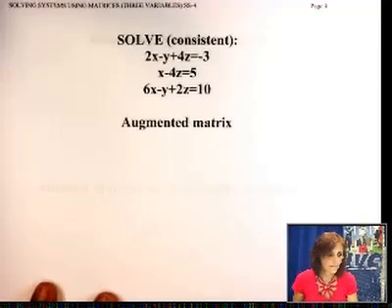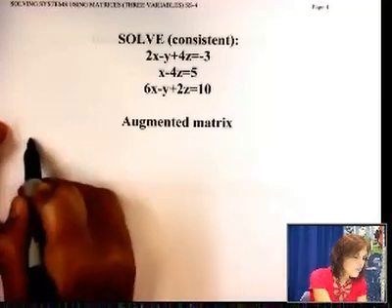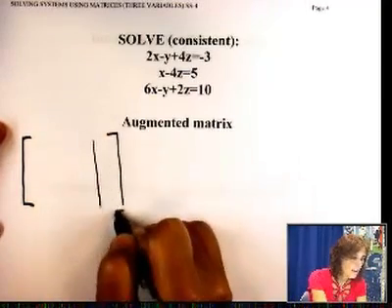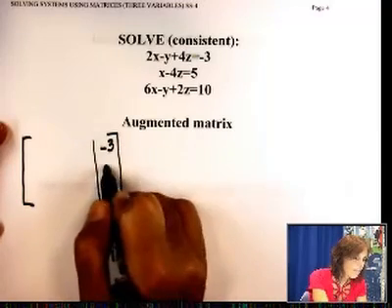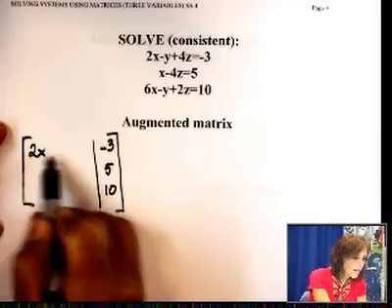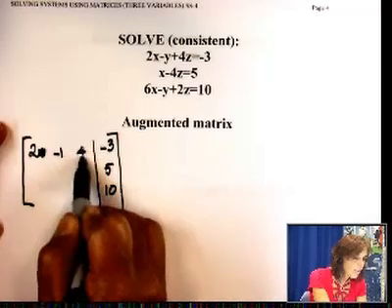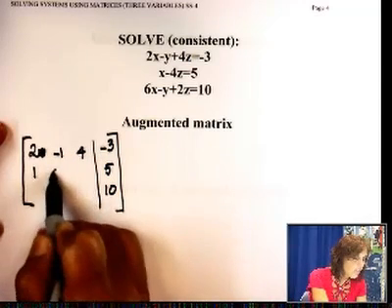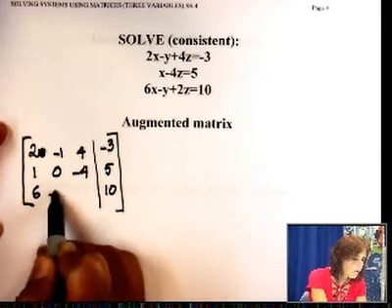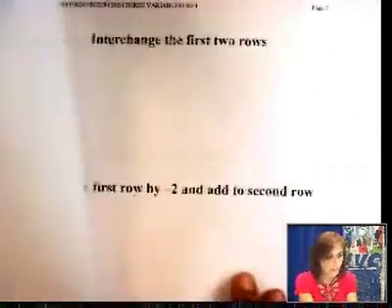Well, let's look at it. Let's talk about the augmented matrix that I have here. So I'm going to write it down first. This is what you have: -3, 5, 10, then 2, -1, 4, then 1, 0, -4, and you have 6, -1, and 2. Does it make sense? Okay.